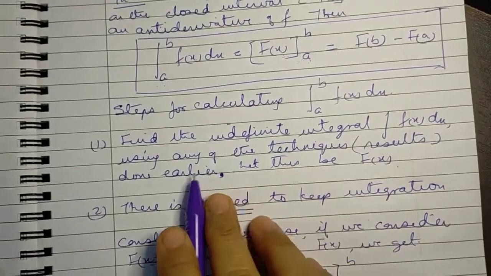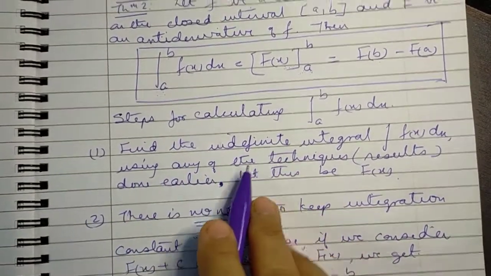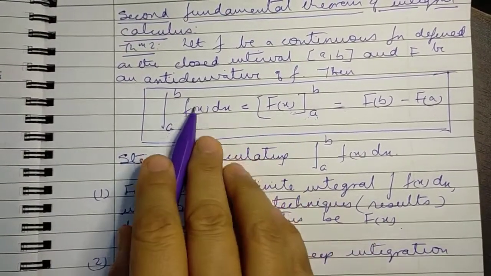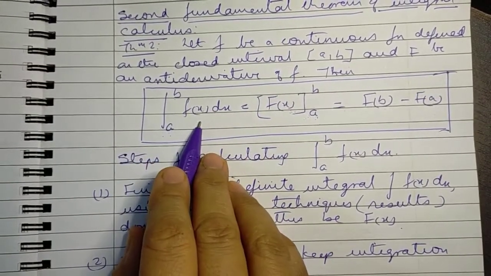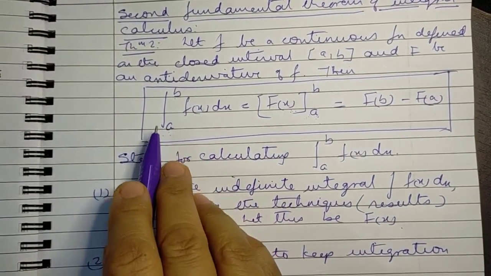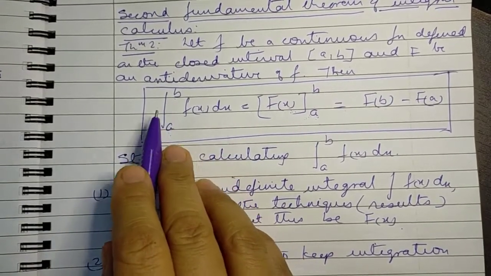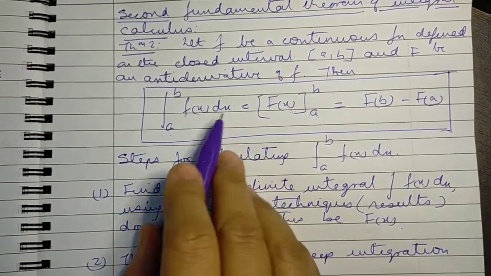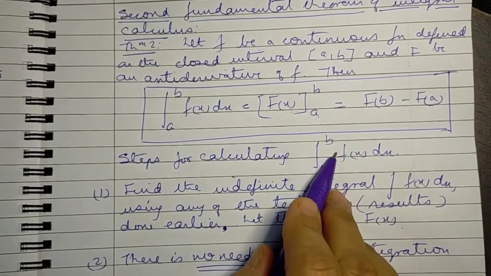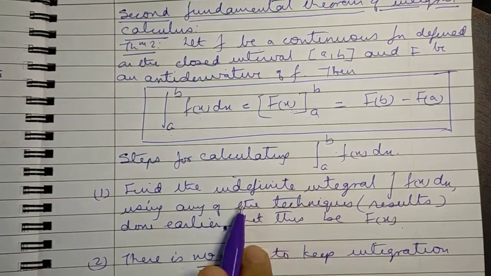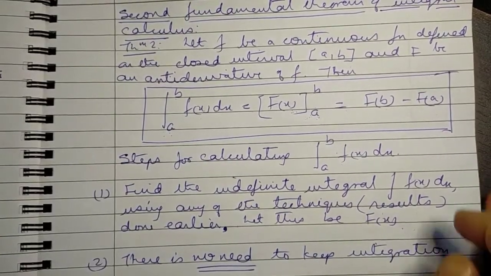Now the steps for calculating this. We will first find the indefinite integral, without the limits, using the known results. We have done so many results till exercise 7.7. Whichever is applicable here, using that result, we will find the indefinite integral.